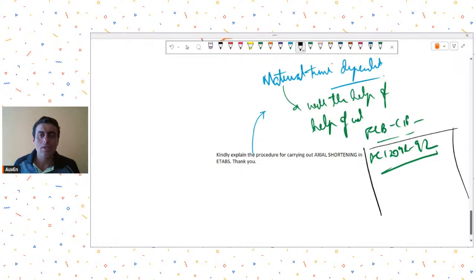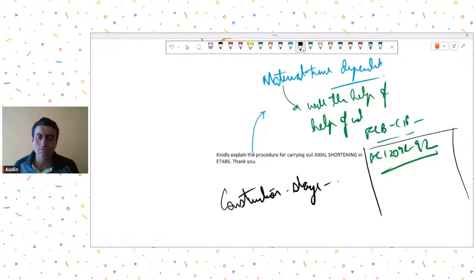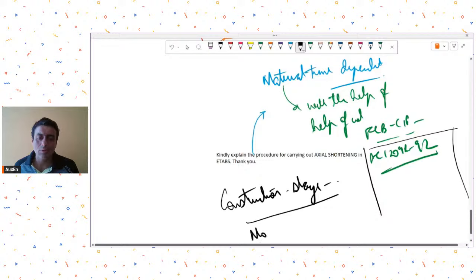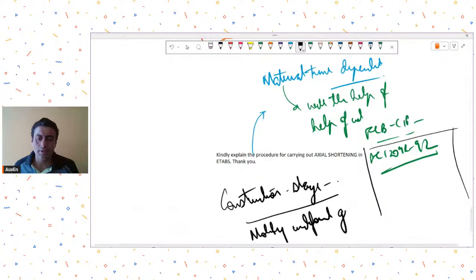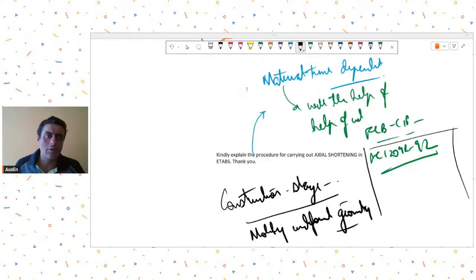Then you have to do the construction stage analysis. In that, you have to define the construction stages with their times, and then you have to use the modify and deform geometry option in ETABS, and then you will be able to do the axial shortening calculations. So these are the things that you will have to involve in your calculations for doing the axial shortening.